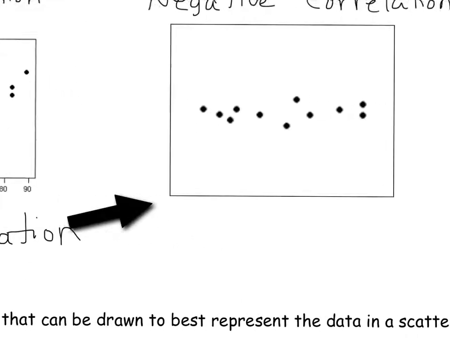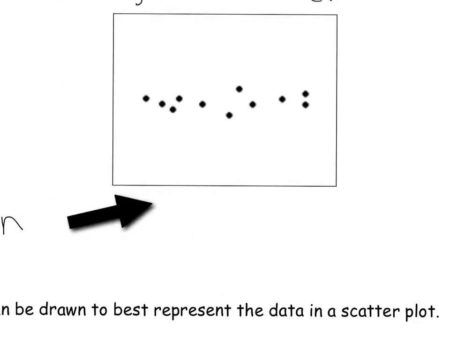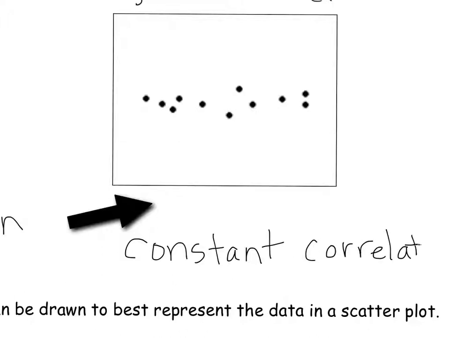Okay, and then the last one. The last one you're going to see is a constant correlation, where in general, as the X increases, the Y pretty much stays the same number.